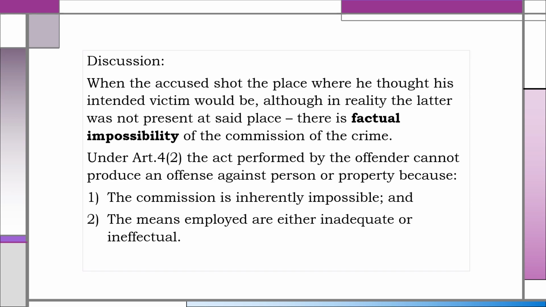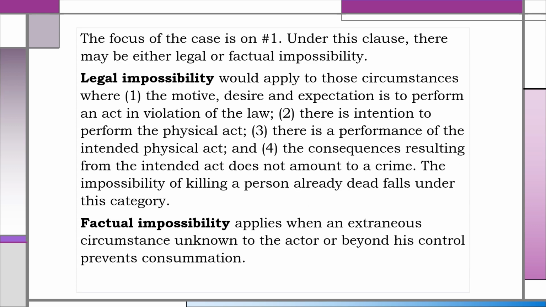Discussion. When the accused shot the place where he thought his intended victim would be, although in reality the latter was not present at said place, there is factual impossibility of the commission of the crime. Under Article 4, Paragraph 2 of the Revised Penal Code, the act performed by the offender cannot produce an offense against person or property because, number 1, the commission is inherently impossible, and number 2, the means employed are either inadequate or ineffectual. The focus of the case is on number 1.